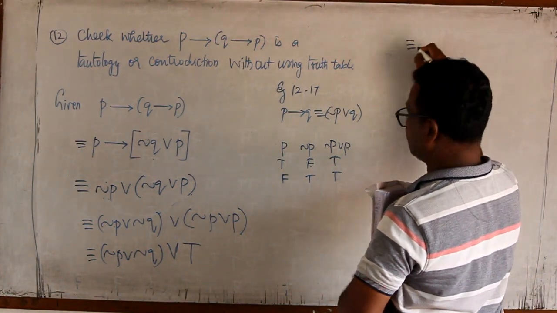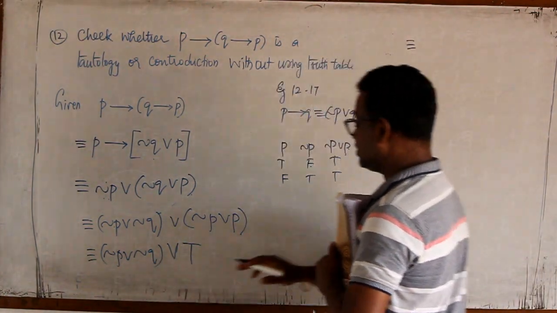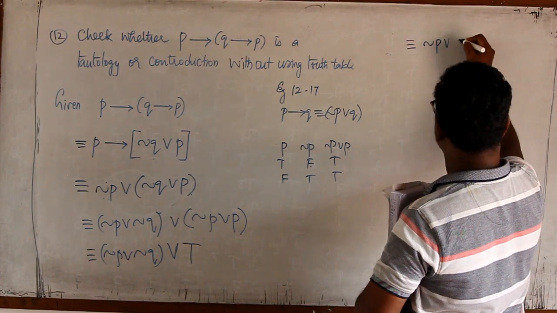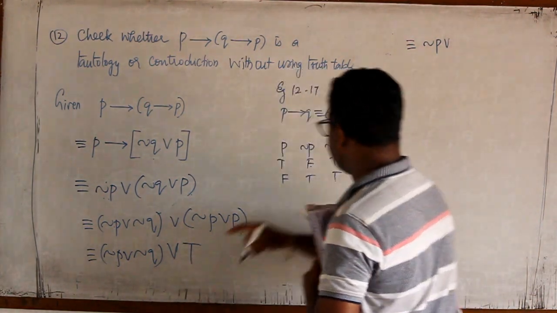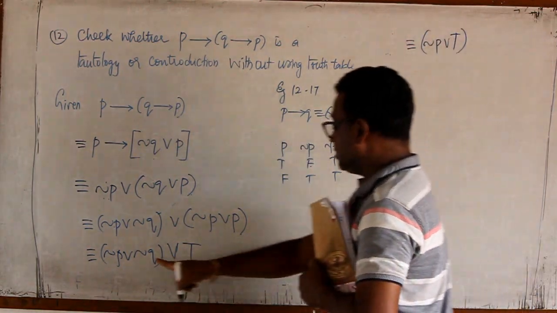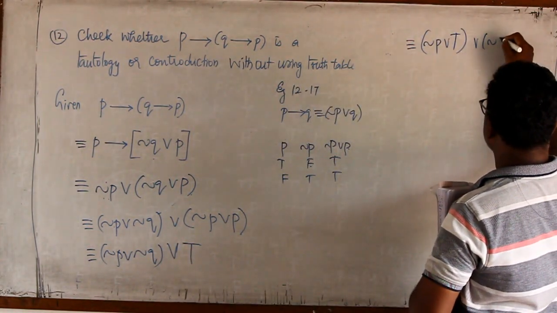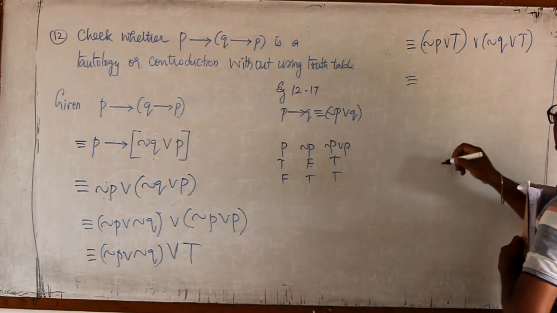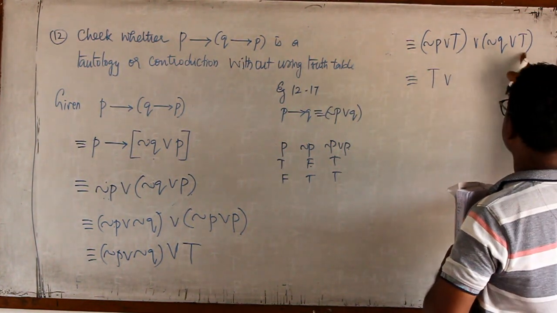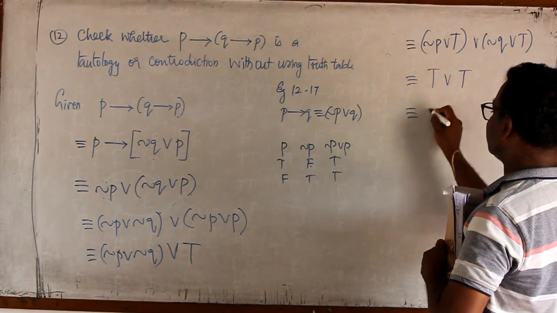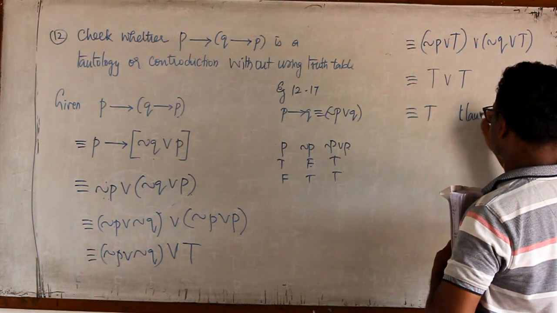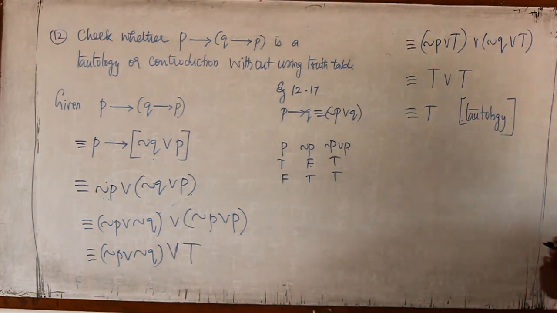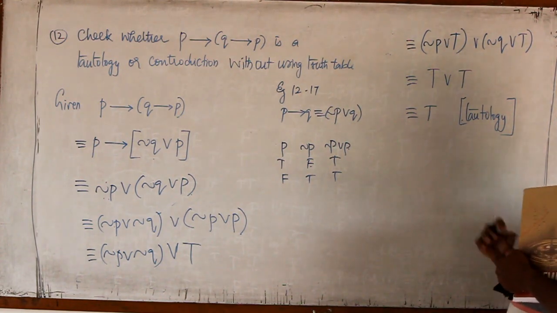Now, that is equivalent to... When I go for the associative property again, it is negation of P or negation of Q, or this T. When T is added with anything, definitely it will be T. So it is T, meaning tautology. Therefore, it ends finally with T. T means everything is T, therefore it is a tautology.